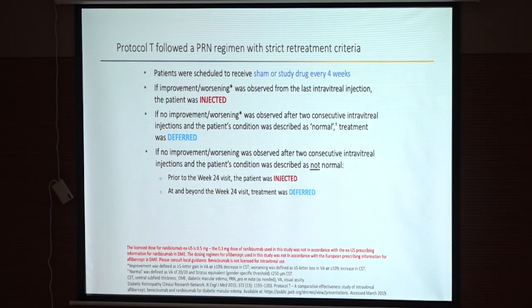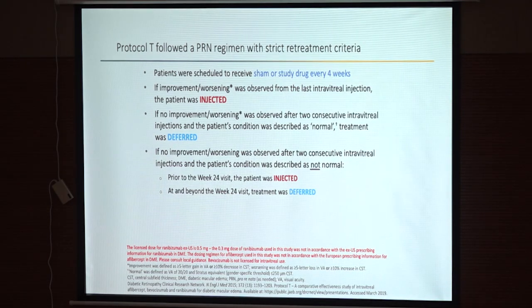Suppose you have given 1 injection, and at the next visit there is improvement. If there is improvement, naturally you will give the next injection, right? If there is deterioration even after giving the first injection, that means the diabetic macular edema has worsened. Even then you are going to give the next injection. So if there was improvement or worsening, the next injection was given. Suppose there was no improvement or worsening after 2 consecutive injections, then what to do?